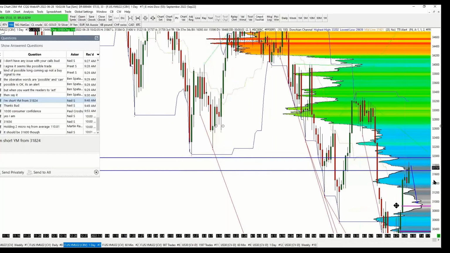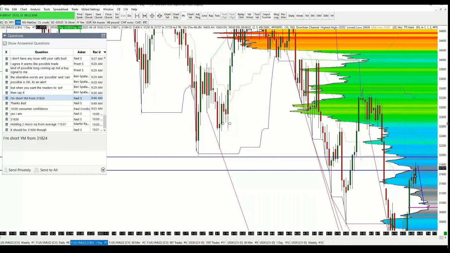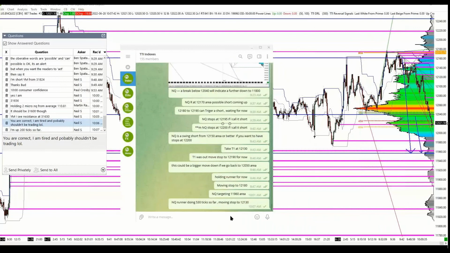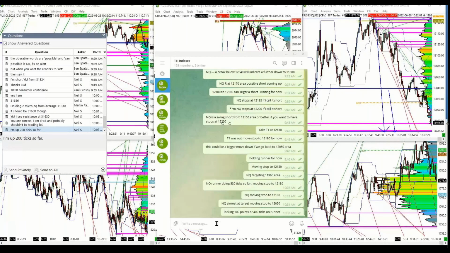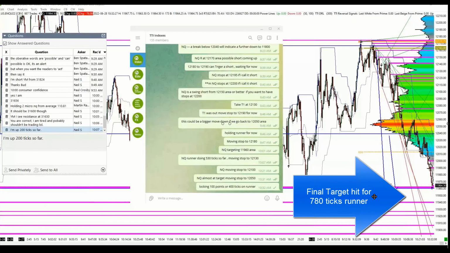This was for the YM. And you notice one of my members said he took YM instead of the NASDAQ, and that was his target. You see that? And the NASDAQ target, I said, is 530 ticks so far. Moving, moving, moving. Neil here made 200 ticks so far on the YM because he was on the YM. Same strategy, same methodology. And this is my final target here. This is final target hit.